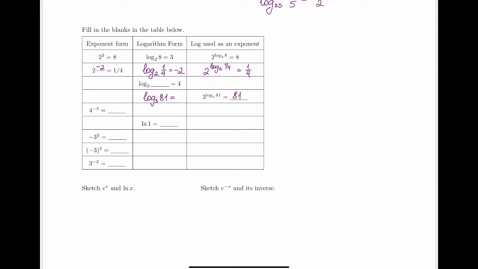So what power do I have to raise 3 to get 81? And that power is 4, because 3 to the power 4 is in fact 81. Okay. For negative powers, the situation is very similar, so I will leave you with this one. And I'm actually going to go through these last 3 rows.